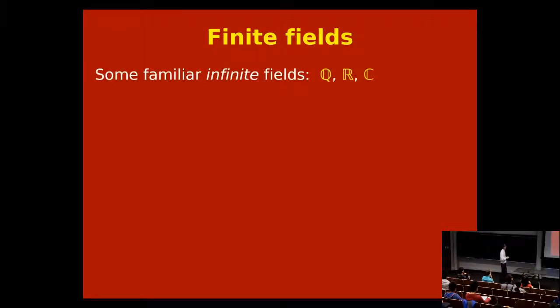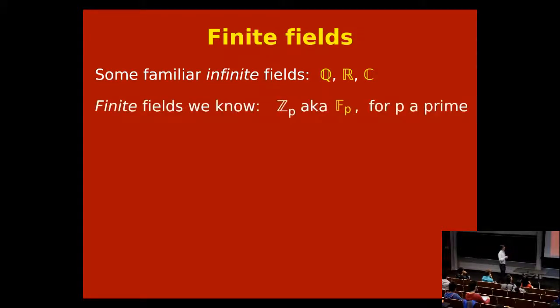Okay, so we saw some familiar infinite fields, just fields where there's infinitely many numbers: the rationals, the reals, the complexes. And we also know some finite fields. These are number systems with only finitely many elements where you still have all these basic 4 operations defined. We saw the integers modulo a prime, which we decided to now call F sub p.